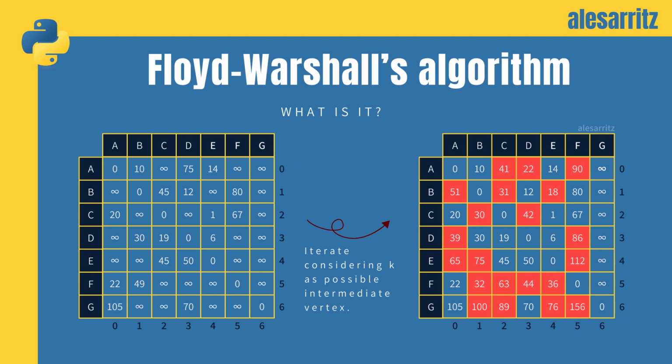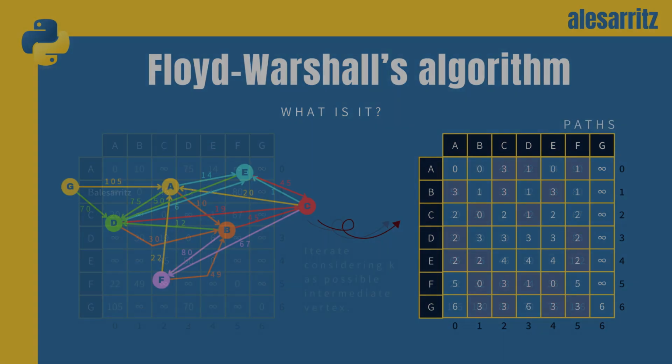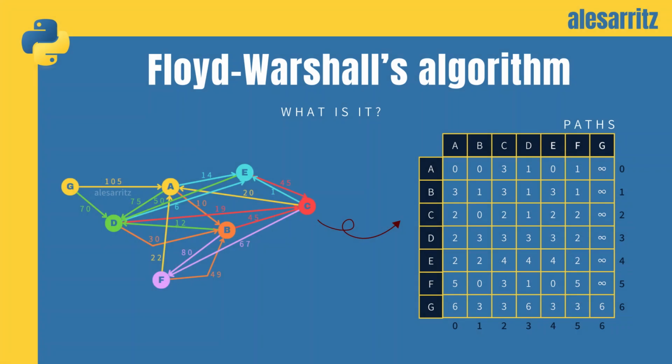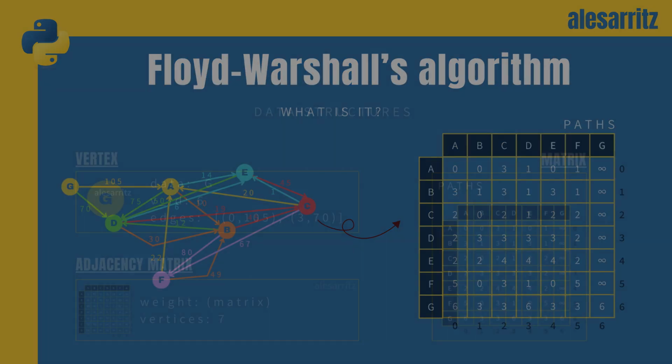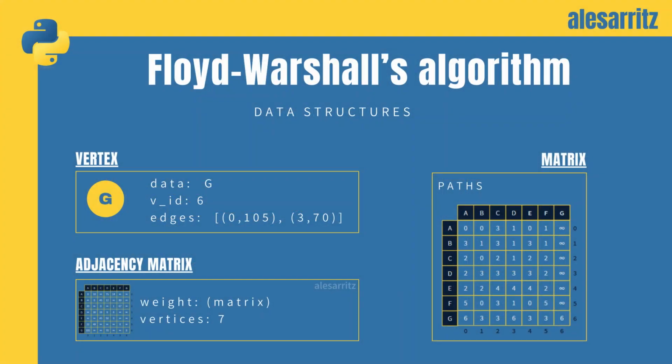There will be n iterations for every pair, and every time it'll be checked if passing through an intermediate vertex k gives us a shorter path than those previously calculated. In the end, applying the Floyd-Warshall's algorithm to our graph, we'll obtain a matrix containing all the possible paths. We briefly explained how Floyd-Warshall's algorithm works, so let's now see what data structures we'll need.